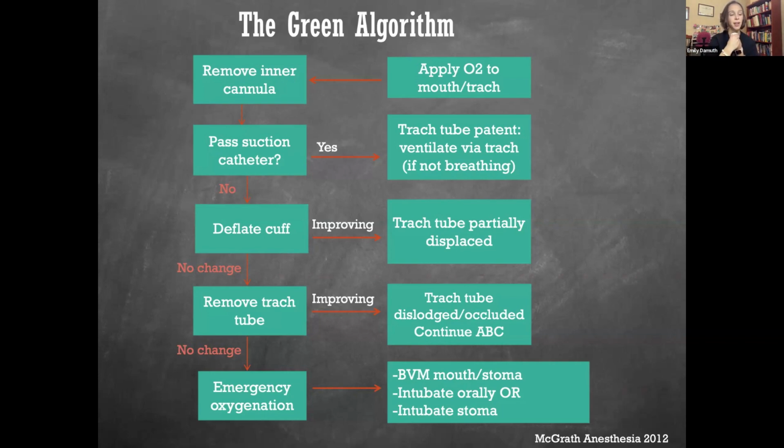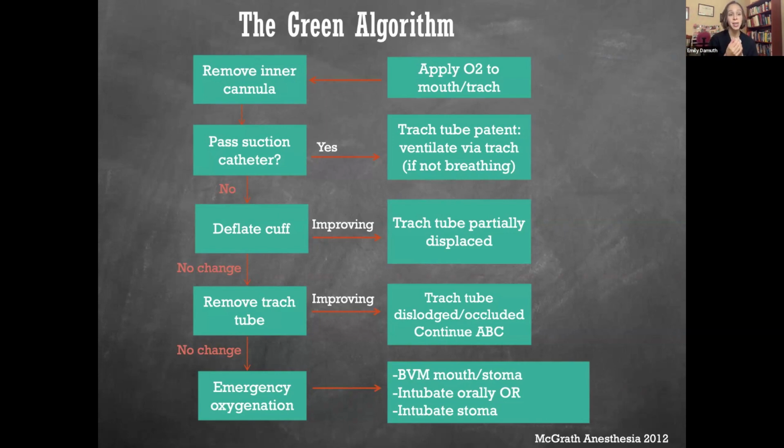So like we said, a lot of times these just get obstructed. So pull that out, check if it's obstructed. If it's not, or it's clean already, the next step is actually to pass a suction catheter. So you can either do that just through the outer cannula or pop this back in and then suction. So sometimes that's just enough, right? If you have an obstructed inner cannula, pop it out, clean it, now your patient's doing better.